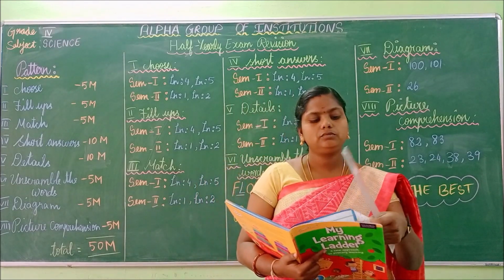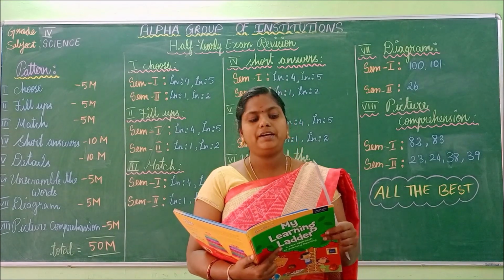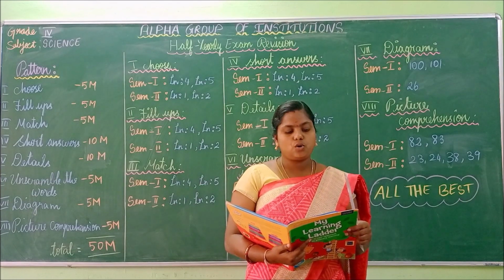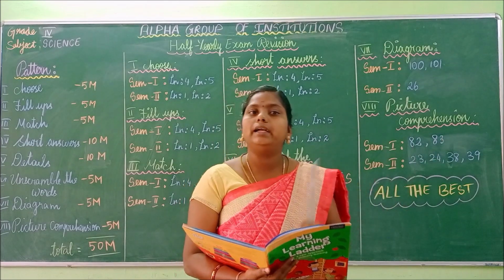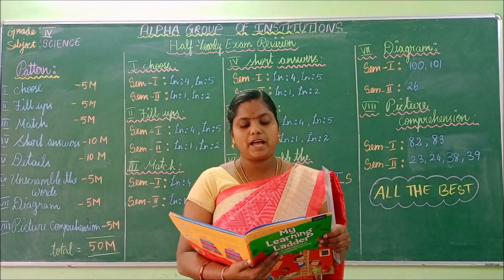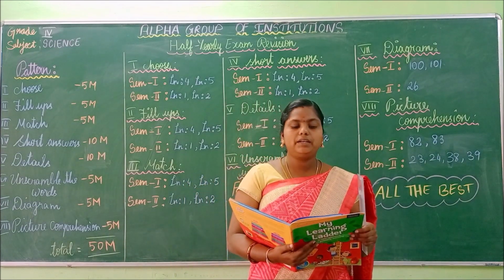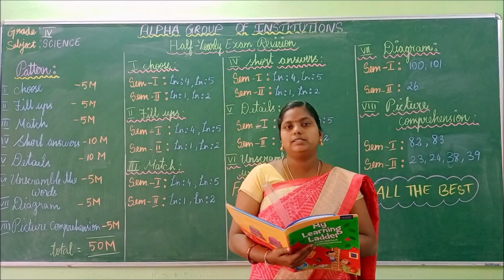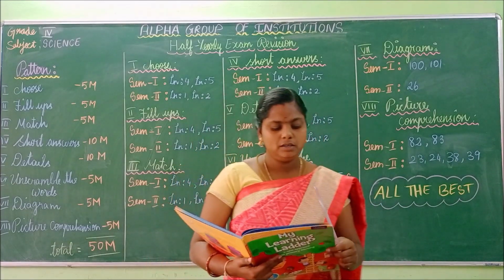Next one. We must always cross the road holding the hands of an adult. So you have to cross the road with the help of an adult. Traffic signals also help pedestrians to cross roads during heavy traffic. Who will cross? Pedestrians. They are called pedestrians. Is it clear, children? The next one.